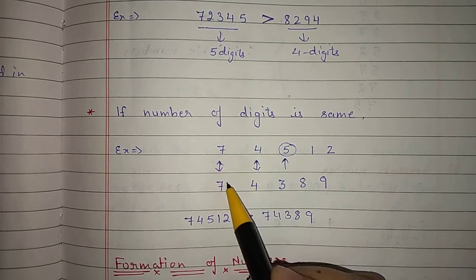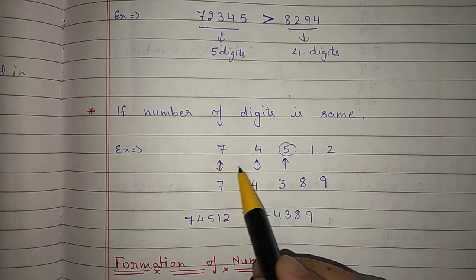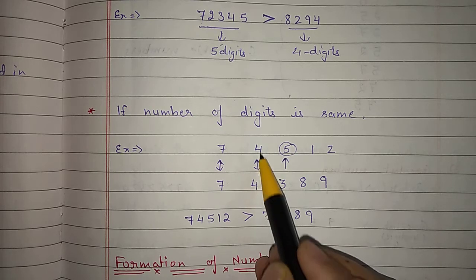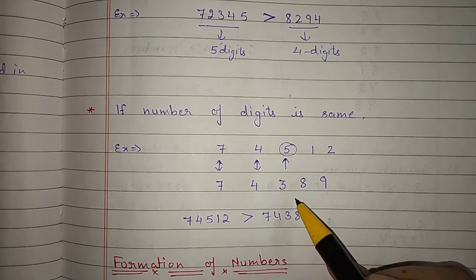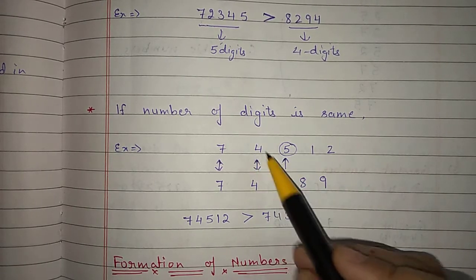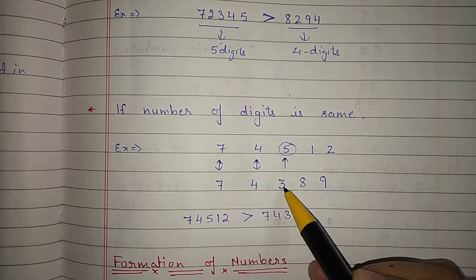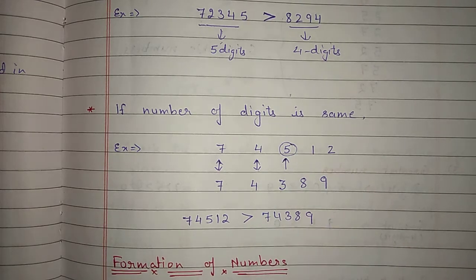But in this case both the digits are the same, so we go to the next place and compare again. Then also these two are the same, so again we go to the next step. Until we get the greater number, we have to follow this process. Now you can see at the third time we get 5 greater than 3. It means the first number is greater than the second number.